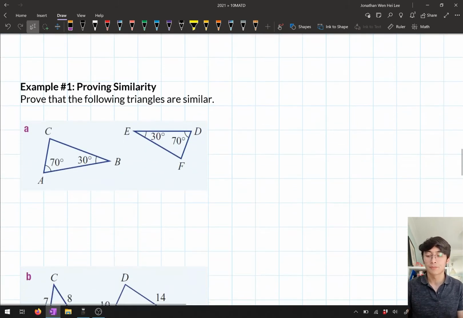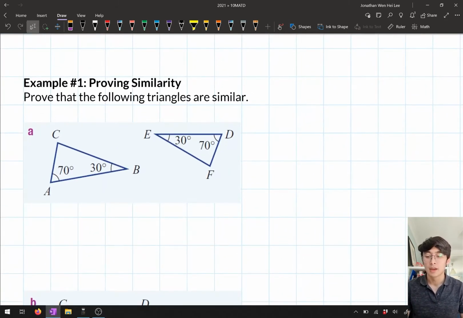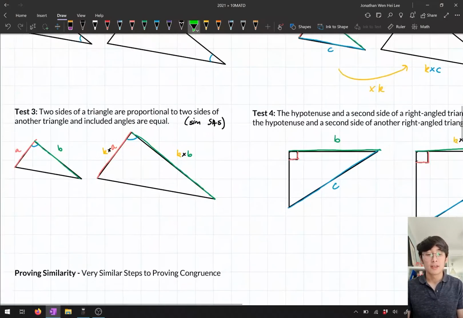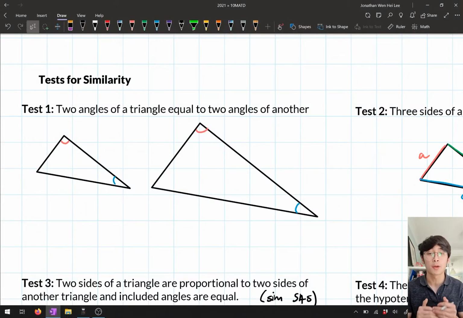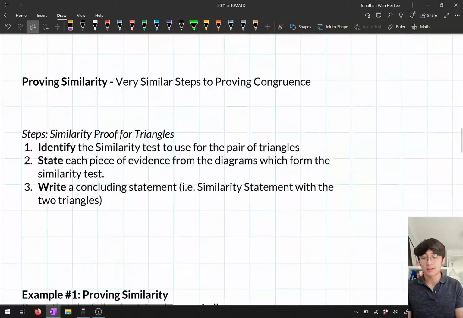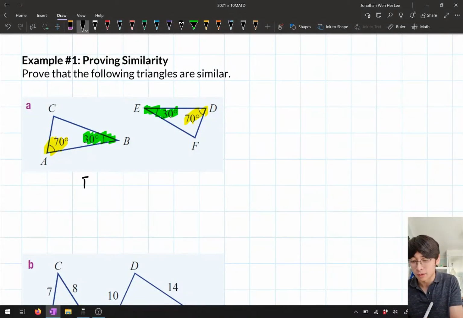So let's have a go at a couple examples just to get an idea of what this looks like. Let's have a look at this first one. Prove the following triangles are similar. We've got these 2 triangles here. What information are we given? In both of the triangles, we have this angle over here, 70, that matches up. And we've also got this angle 30 and this other angle 30 that match up as well. So this is just the same as the first test: we have 2 angles of our triangle and they're both equal to one another. So I'm going to use test 1.